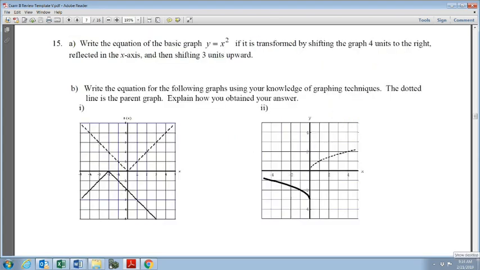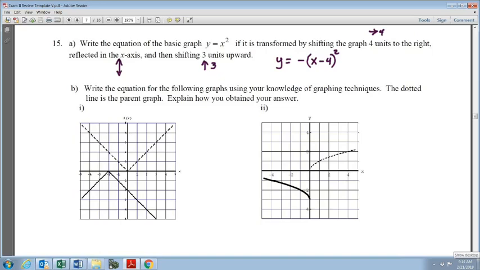Let's move on to number 15. It says write the equation of the basic graph y equals x squared if it's transformed by shifting the graph, let's see, 4 units to the right, so right 4, reflected through the x-axis, so that's what we've had so far, and then shifted 3 upward. So I'm going to go ahead and write y equals, now since there's a reflection through the x-axis, we'll need a minus out front, and then the function.